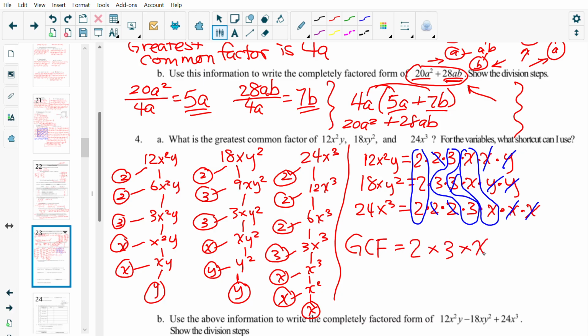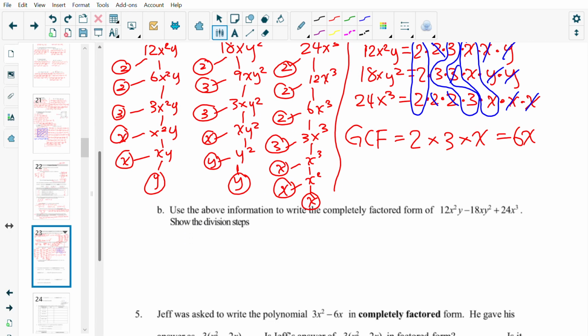2 times 3 times x, and that equals 6x. That's a lot of work to find the greatest common factor. We'll show you a faster, shortcut method that you need to learn to be more fluent with your factoring. But let's keep going here. Greatest common factor is 6x. What do I do with the 6x?